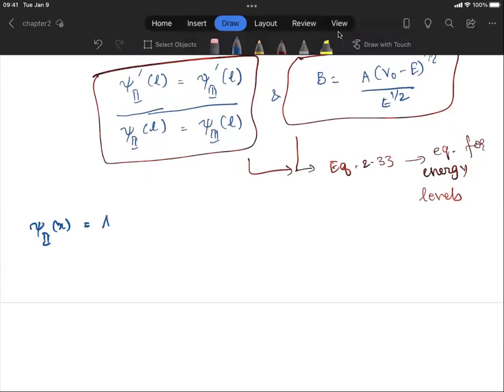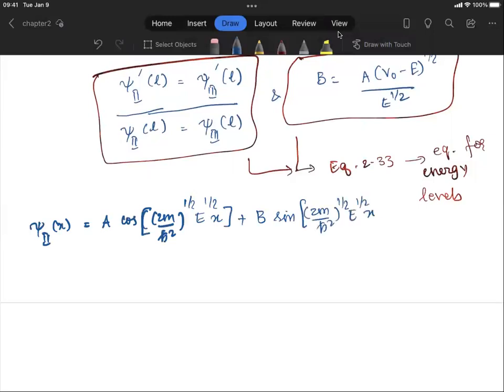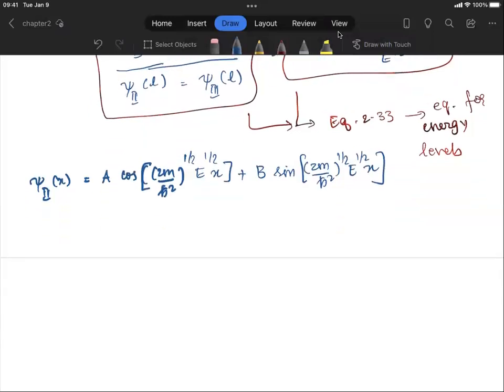Let's just write down psi 2 of x. Psi 2 of x is a cos of 2m over h bar squared to the power half e to the power half is x plus b sine of this. Now psi 3 of x, that is a simpler term, e to the power negative 2m over h bar squared to the power half times v0 minus e to the power half times x.